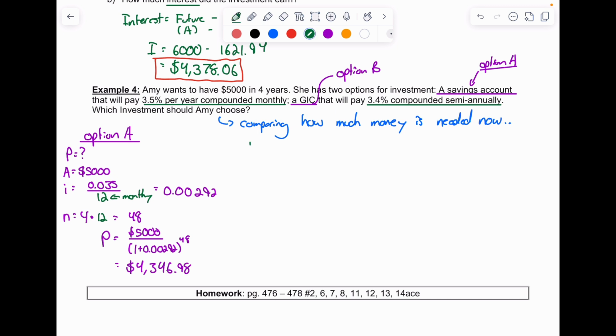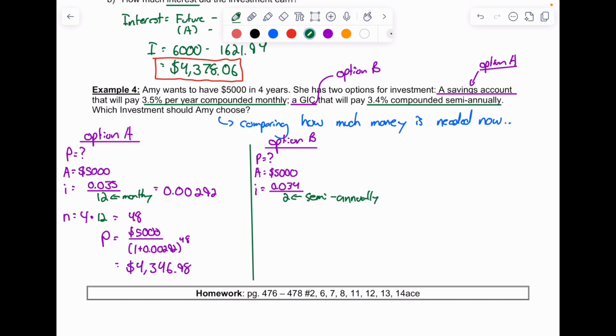So let's look at option B. Again, you're looking for present value. The value that we want in the future is $5,000. The interest, in this case, in option B was 3.4%, so 0.034, divided by, and this one is compounded semi-annually. Okay, so 2, semi-annual, right?